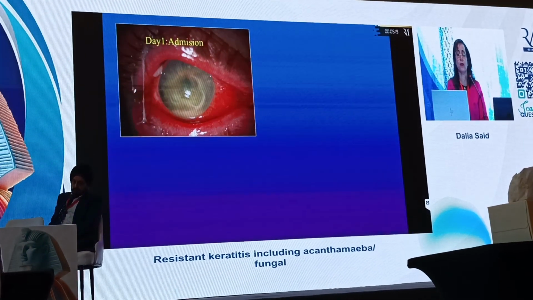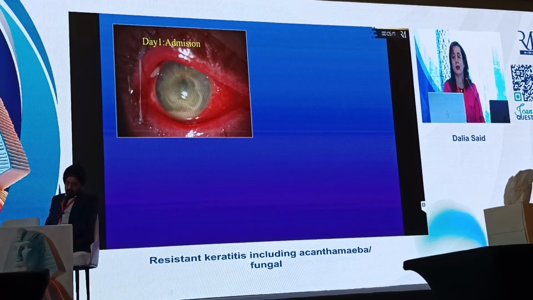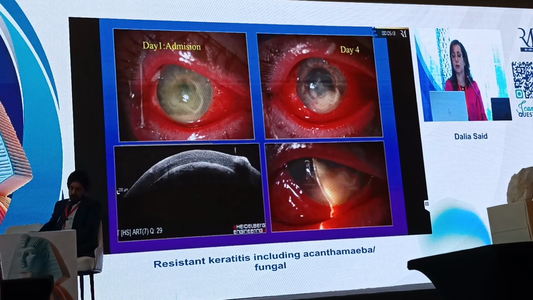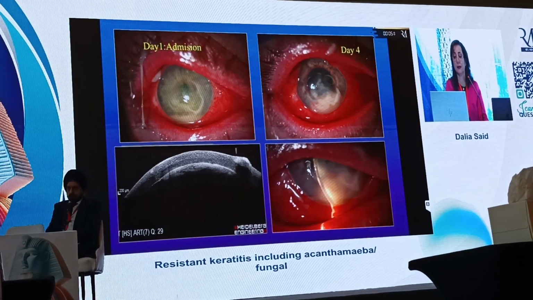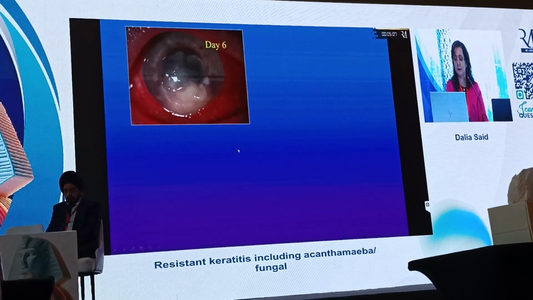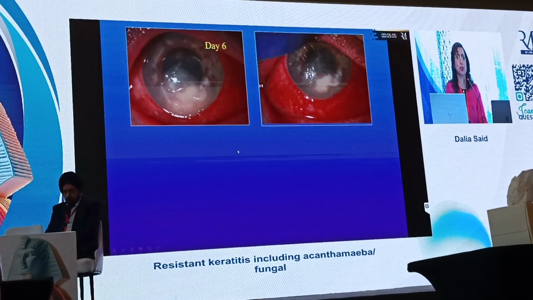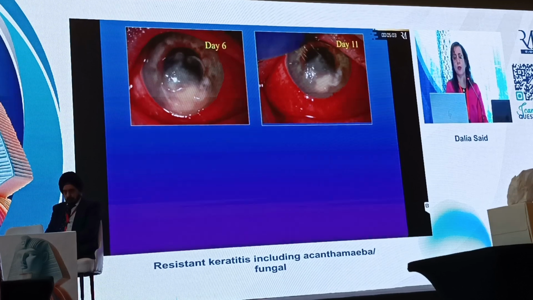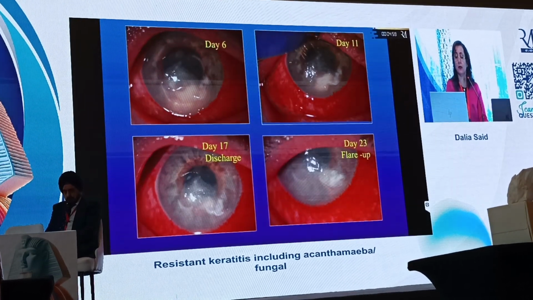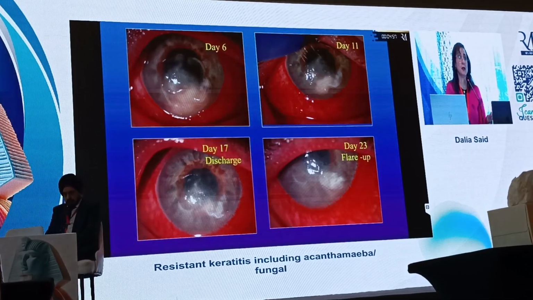This is one of very, very resistant cases. This is at admission. He had been given amikacin as well as voriconazole, and then he got better, then he got worse, and so on, until he had a lot of toxicity. And then we started injecting him with voriconazole twice a week initially, and then eventually, once we stopped the injection, then he flared up again.